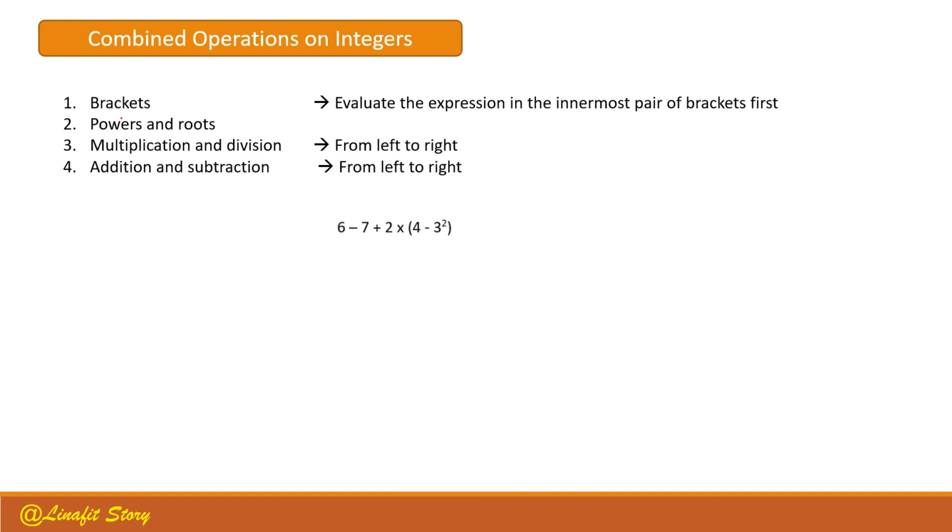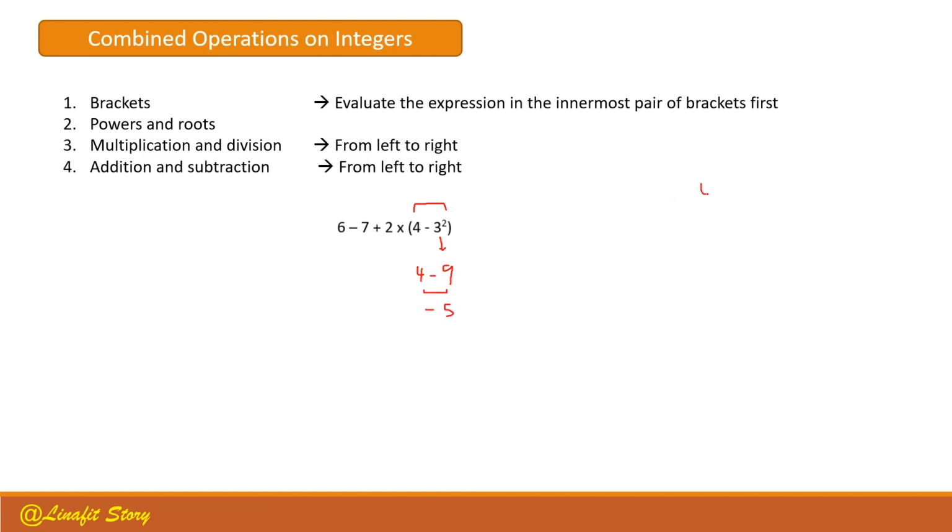So for example, evaluate 6 minus 7 plus 2 times, open bracket, 4 minus 3 squared, close bracket. Remember the rules. First, brackets. So you must solve 4 minus 3 squared. And then there is the power. 3 squared means 3 times 3 equals 9. So 4 minus 9 equals negative 5.